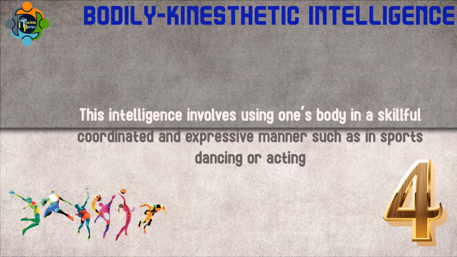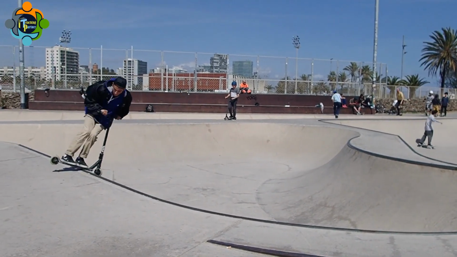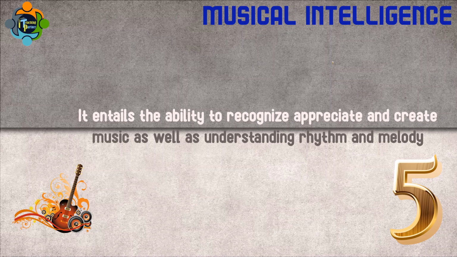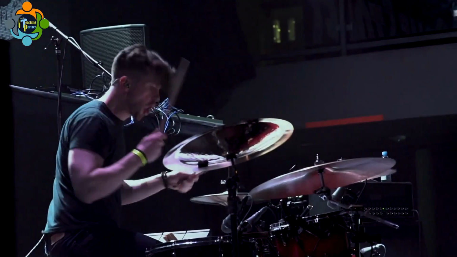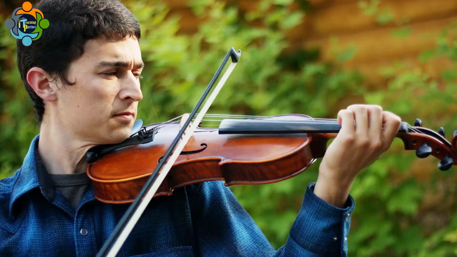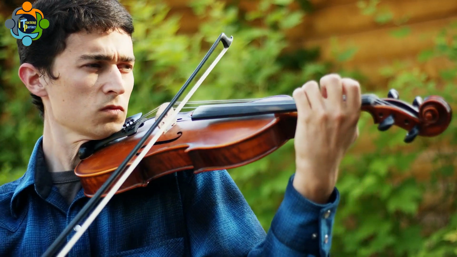Number 4. Bodily kinesthetic intelligence. This intelligence involves using one's body in a skillful, coordinated, and expressive manner, such as in sport, dancing, or acting. A person who has a strong sense of body awareness and coordination, they may excel in sports, dance, or any field that requires physical movement. Number 5. Musical intelligence. It entails the ability to recognize, appreciate, and create music, as well as understanding rhythm and melody. A person who has a keen sense of musical rhythm and melody and can easily pick up on musical patterns and structures, they may excel in playing musical instruments or composing music.